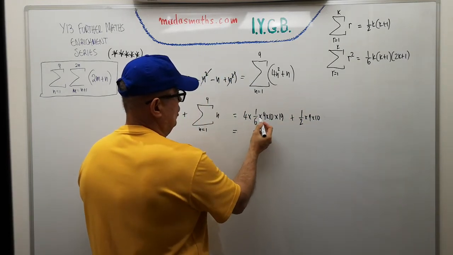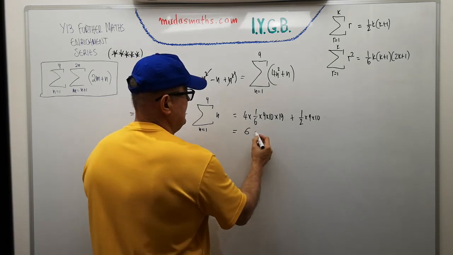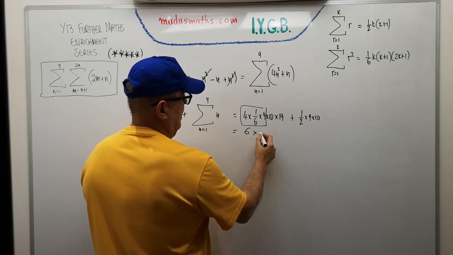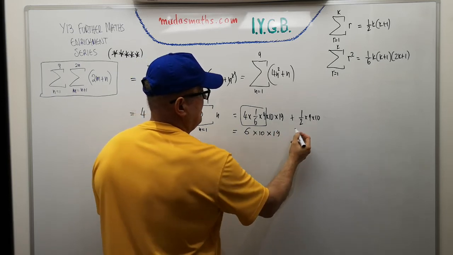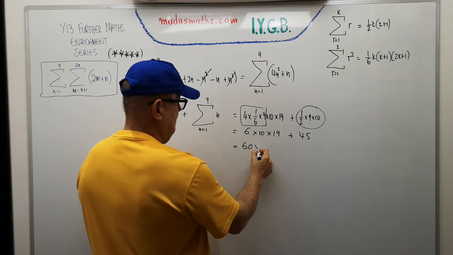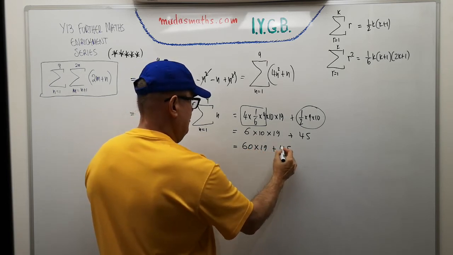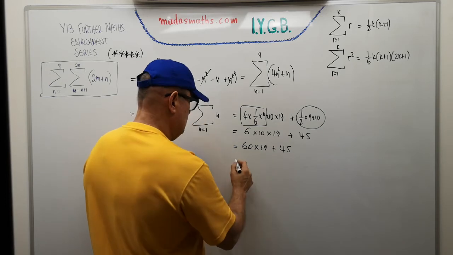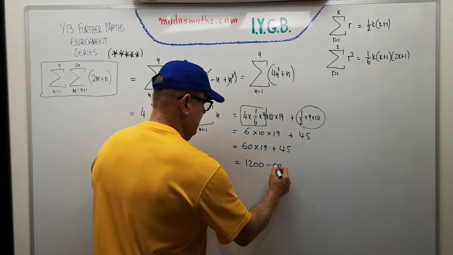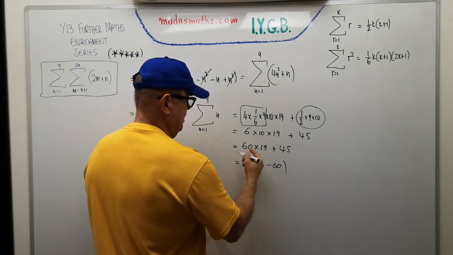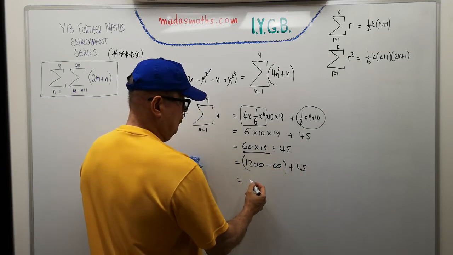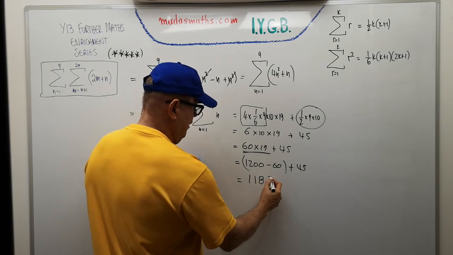4 over 6 is 2/3. 2/3 of 9 is 6. So that's 6 times 10 times 19. And that's, of course, another 45 from this. And we've got 60 times 19 plus 45. So 60 times 19 is 1,200, take away 60 to make it into, so that's this term here, plus 45. So that should be 1140. 1185, I think, is the correct answer.